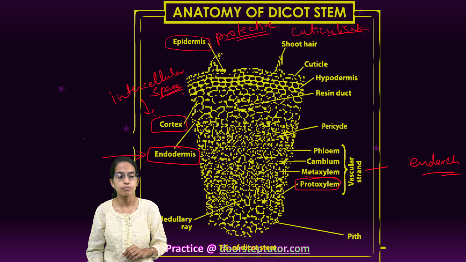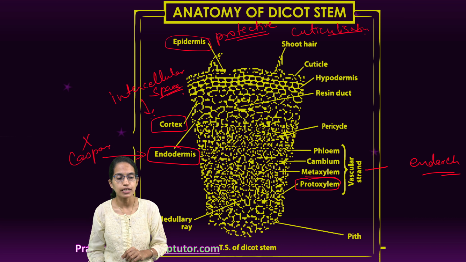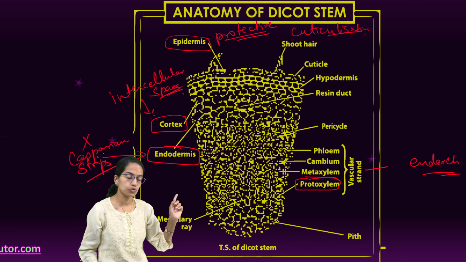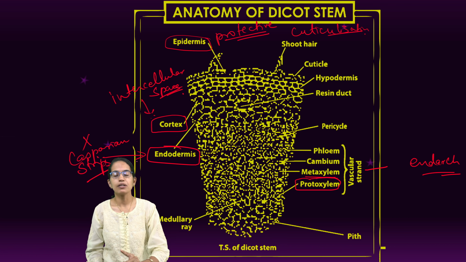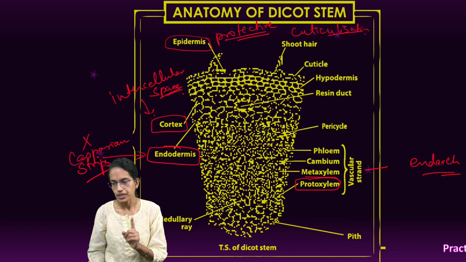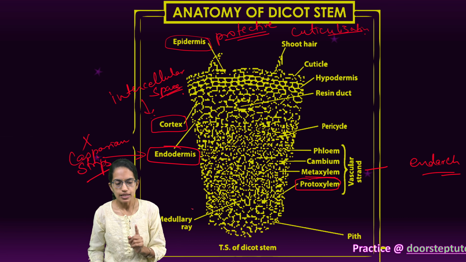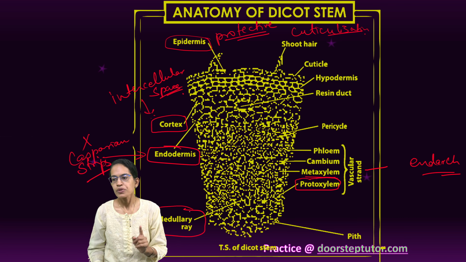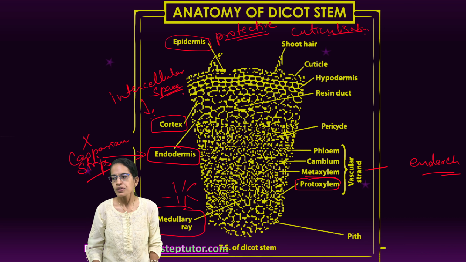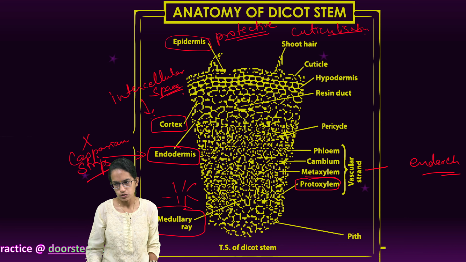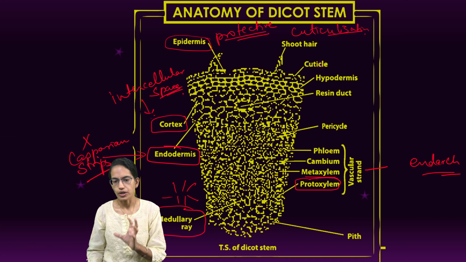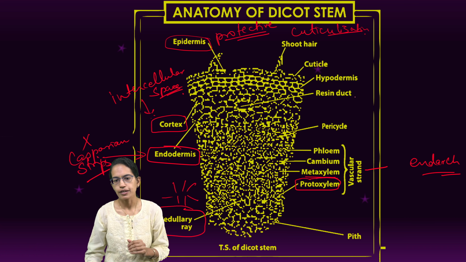but this endodermis does not have casparian stripes as in the case of dicot roots. In the dicot roots we saw casparian stripes. Endodermis in the case of dicot stem does not have casparian stripes. But there is presence of medullary rays. Medullary rays are radial strips of parenchyma which are present adjacent to the vascular bundle, and these actually are bigger than the cortical cells. So again, an important layer.